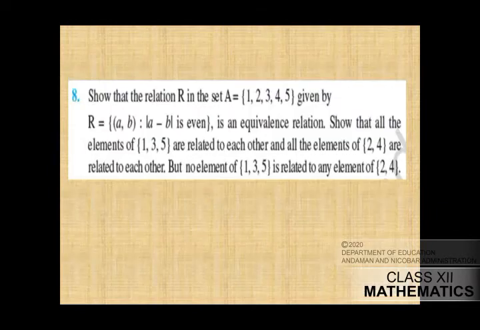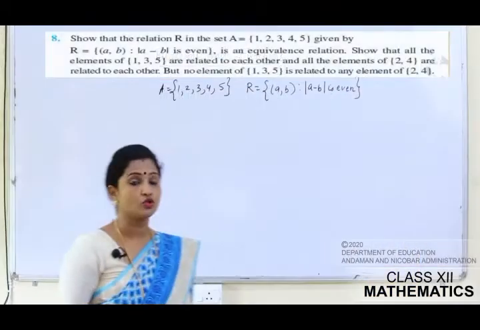Okay, 8th question. Show that the relation R in the set A equal to {1, 2, 3, 4, 5} given by R equal to {(a, b) such that the absolute value of a minus b is even} is an equivalence relation. Show that all the elements of {1, 3, 5} are related to each other and all the elements of {2, 4} are related to each other, but no element of {1, 3, 5} is related to any element of {2, 4}. Very, very important question.